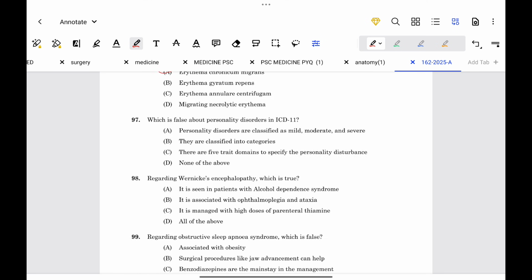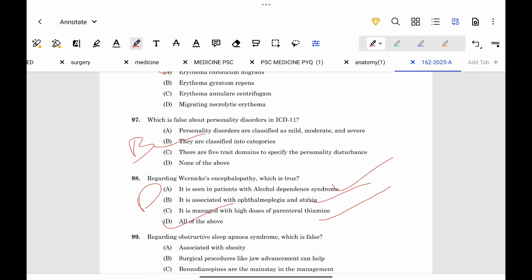Which is false about personality disorder in ICD-11? They are classified into categories. So this is a false statement. Option B. Wernicke's encephalopathy, which is true? It is seen in patients with alcohol dependence syndrome. True. It is associated with ophthalmoplegia and ataxia. True. It is managed with a high dose of parenteral thiamine. True. All of the above.